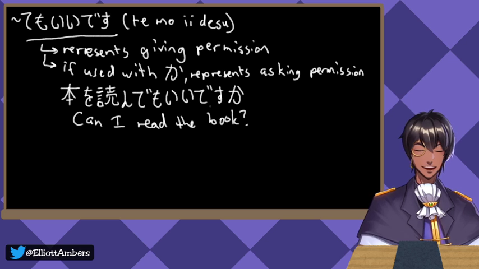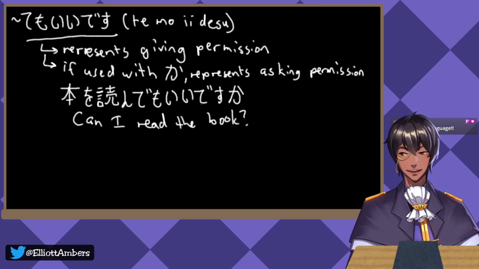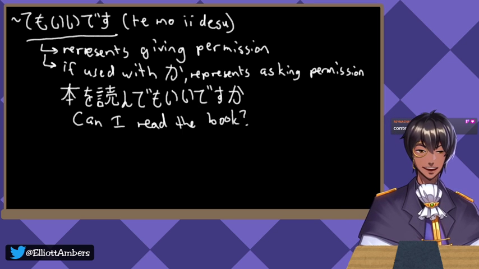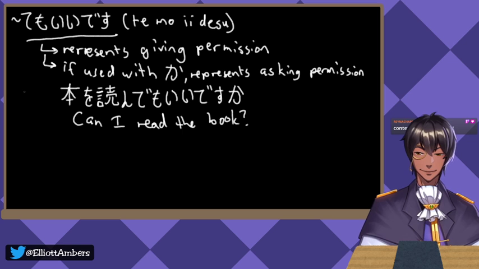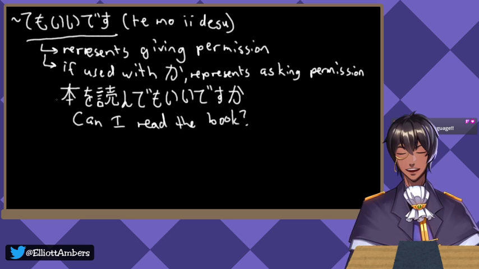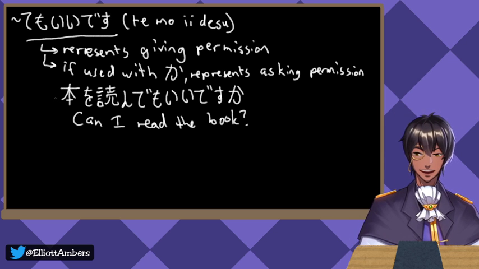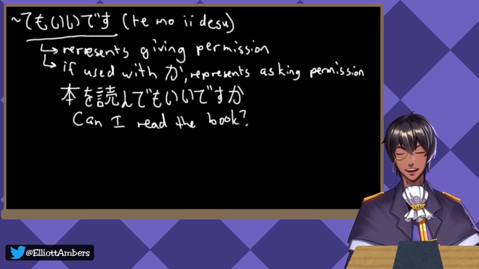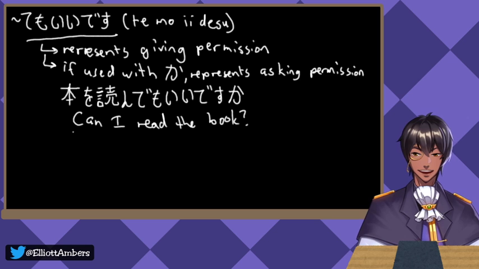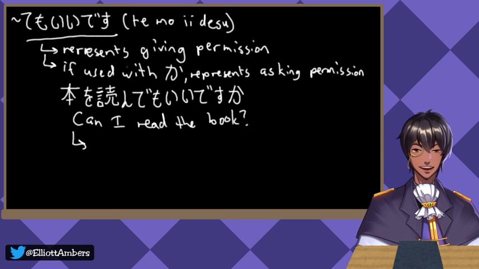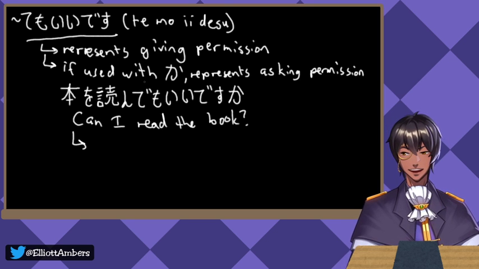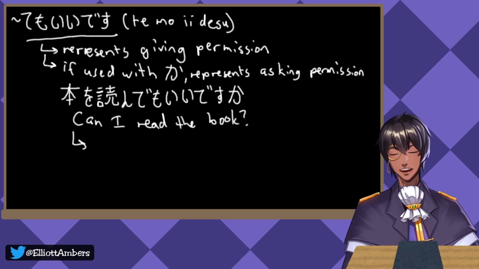If I added kono to the start of it, kono hon o yonde mo ii desu ka? You're right, context-based language. But we could also add kono to the start, and that would more specify what book we're talking about. Or we could say sono hon o yonde mo ii desu ka? Because we know sono means that, so it could represent a book far away from the speaker. And the response to this, like I said, when we use this te mo ii desu with ka, that represents someone asking for permission. The question of, do I have the permission to read this?